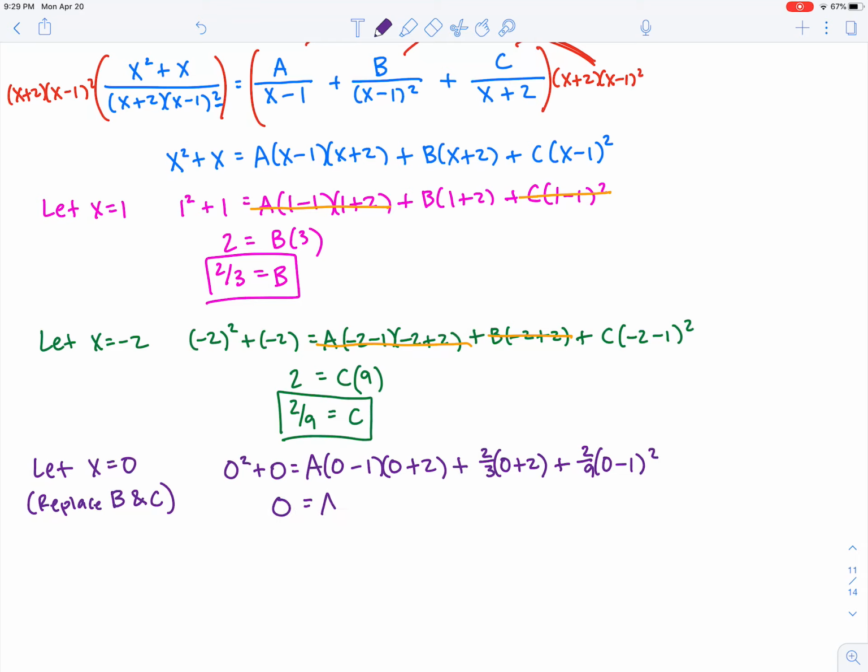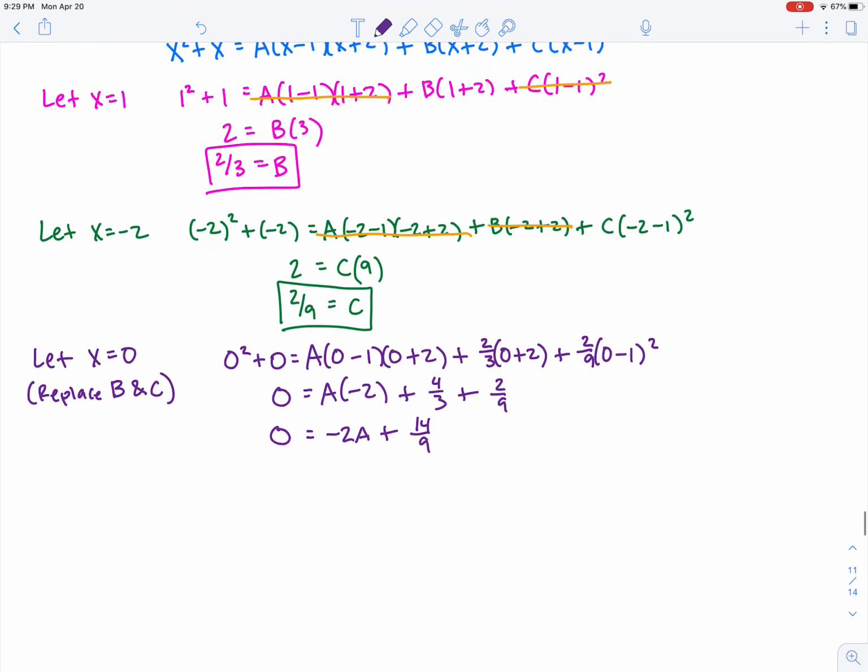Okay, so let's simplify this. 0 equals a times negative 1 times 2, negative 2a. 2/3 times 2 is 4/3. 2/9 times 1 is 2/9. So 0 equals negative 2a plus, let's see, 4/3. I want that in ninths, so 12/9, plus 2/9, so 14/9. I'm going to add the 2a over and then divide by 2. And now I have the value for a.